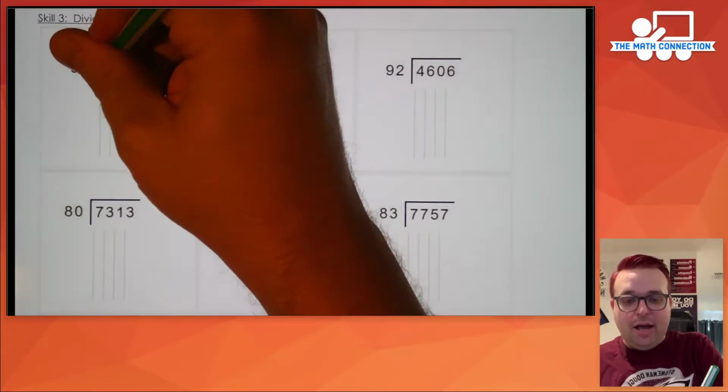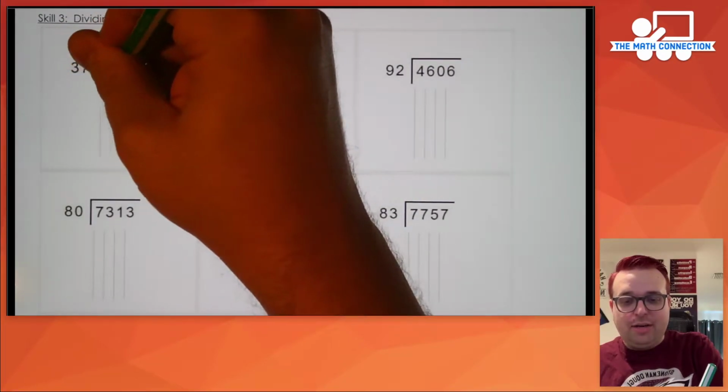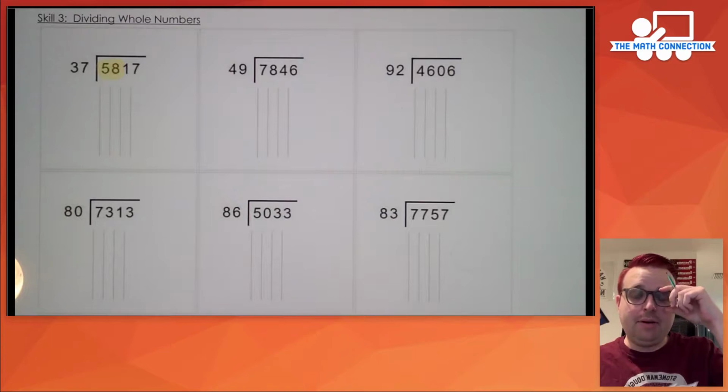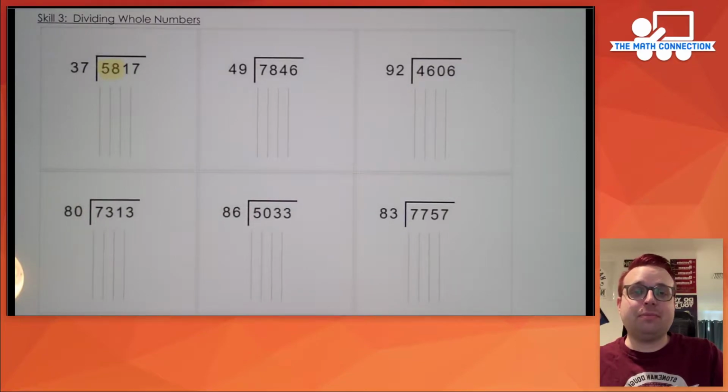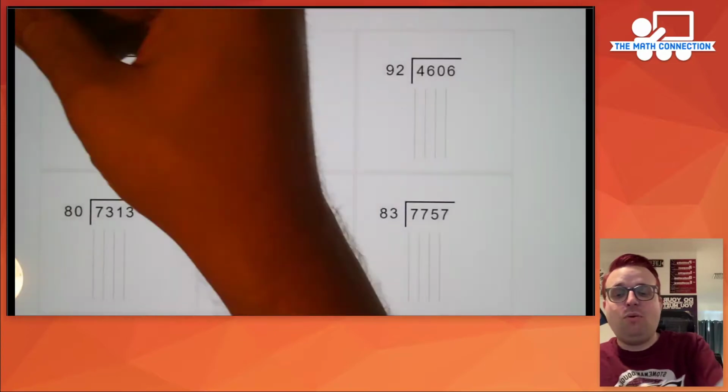I want to look at the first 2 digits of my number on the inside, okay? And so what I'm going to ask myself is, how many times does 37 go into 58? So if I did 37 one time, I would get 37. And if I did 37 2 times, well, that would be 30 and 30 and 7 and 7. So that's 60 and 14 is 74. So 74, let's write this out.